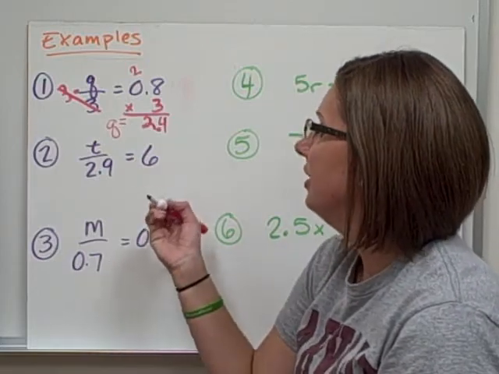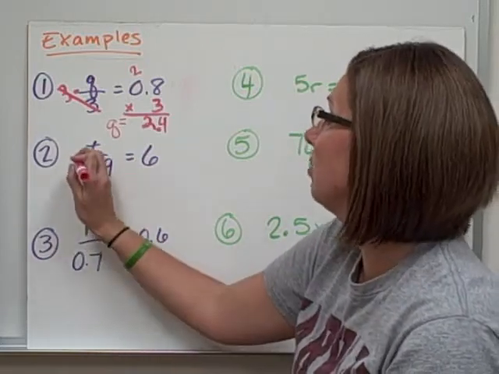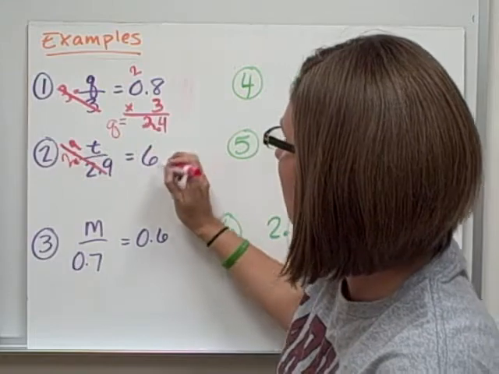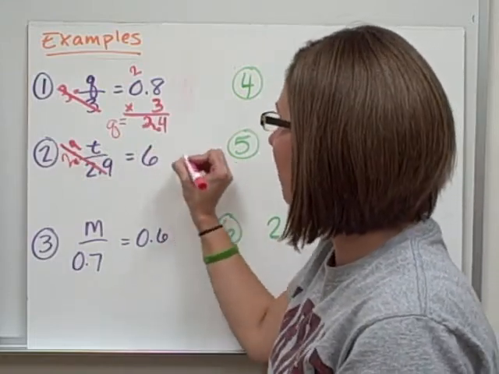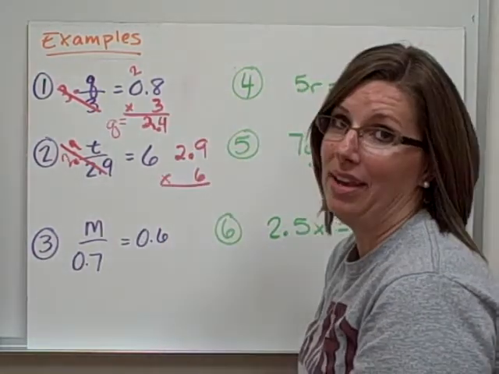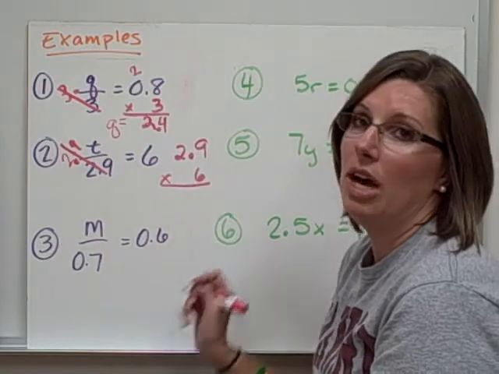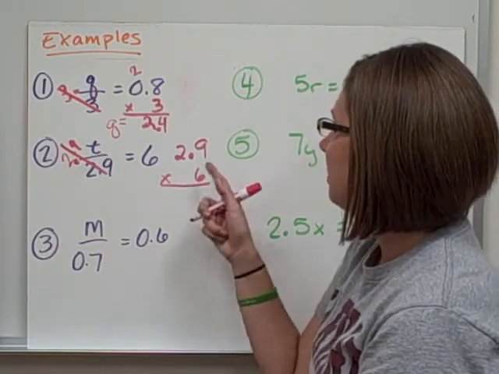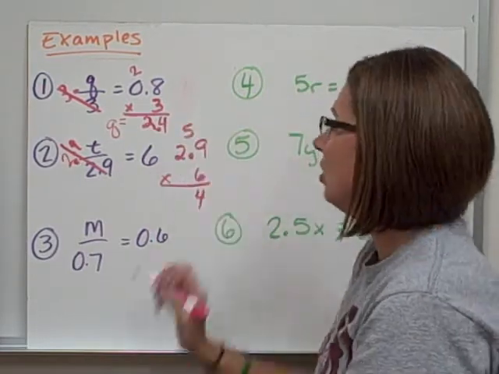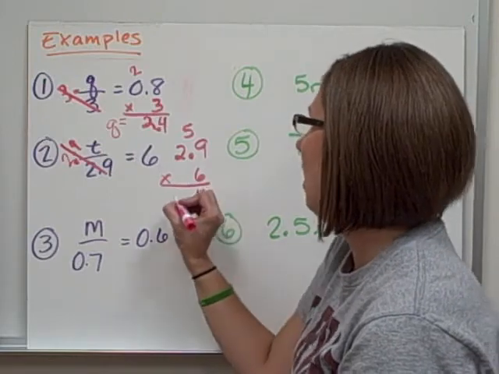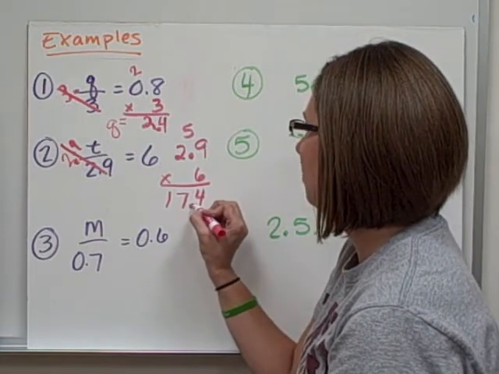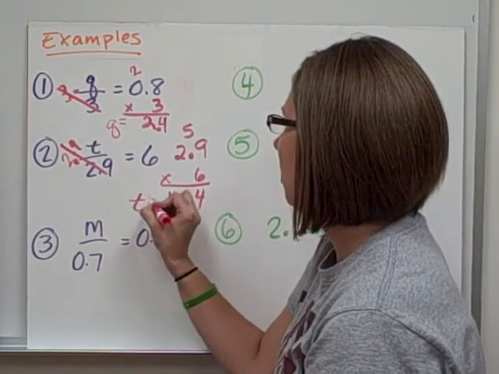Number 2, to undo the division, I must multiply by 2.9. Now, I'm going to rewrite this so my 2.9 is on top and my 6 is underneath it. It just helps having 2 digits on top and 1 on the bottom. 6 times 9 is 54. Carry the 5. 6 times 2 is 12. Plus 5, 17. I've got one decimal place here, so I'm going to move one decimal place over here. T equals 17.4.